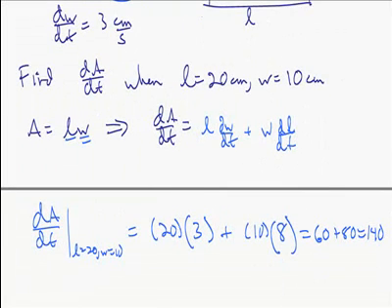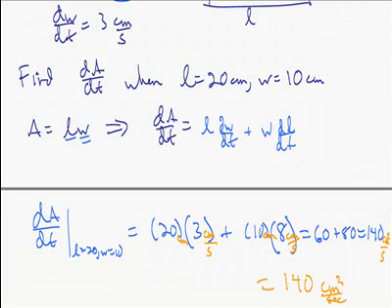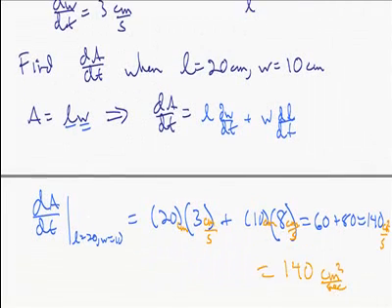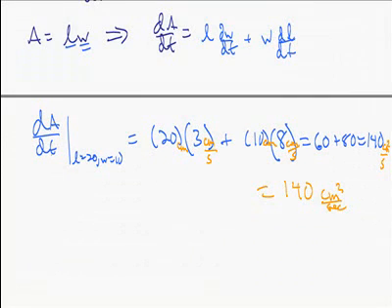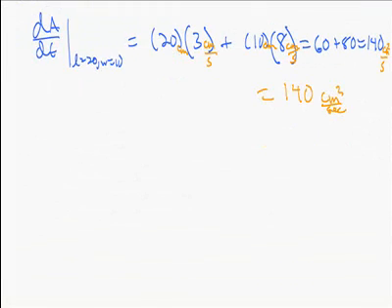Well, remember, the length is given in centimeters, and this is centimeters per second. The width is given in centimeters, and this is centimeters per second. So we have centimeters times centimeters per second, and we get centimeters squared per second. Let me rewrite that. Our final answer is 140 square centimeters per second. That's how fast the area is increasing. dA/dt is the units of area over the units of time, square centimeters per second. Alright, so there's an example of how we can do that one.